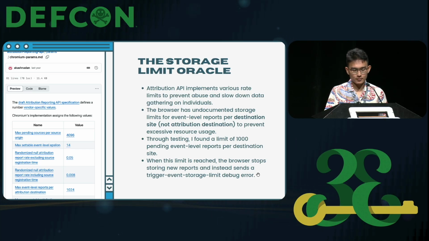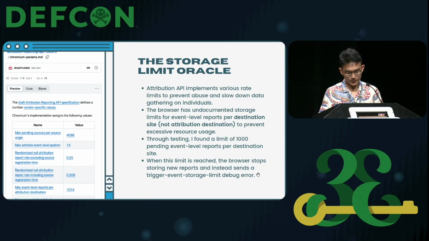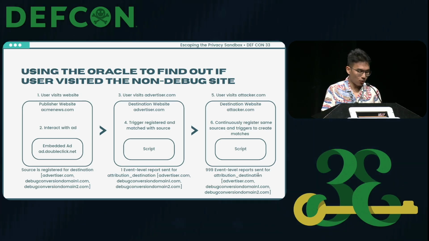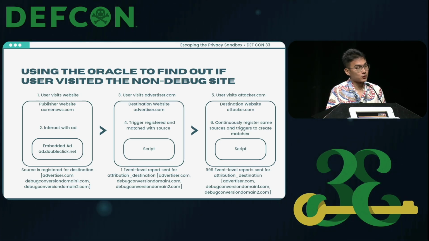client-side storage. There is one undocumented storage limit for event-level reports per destination site to prevent excessive resource usage. And through testing, I found that this was actually a limit of 1,000, so not too much. And when this limit is hit, new conversion reports can no longer be sent, and it's going to send an error instead. So we can actually leverage this oracle to find out if a user had visited a particular website.